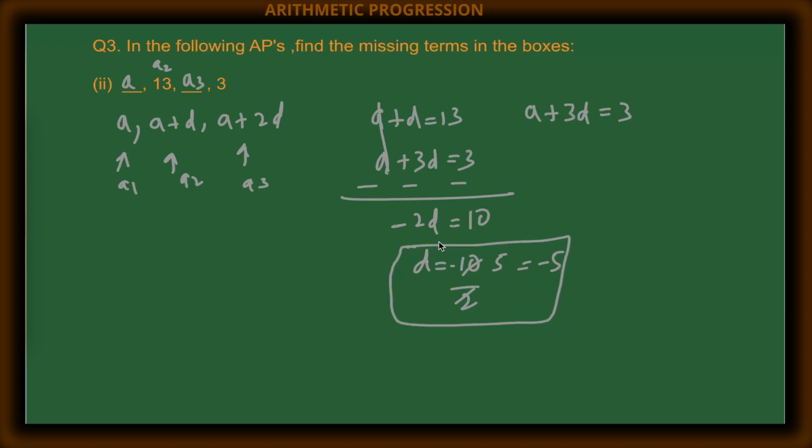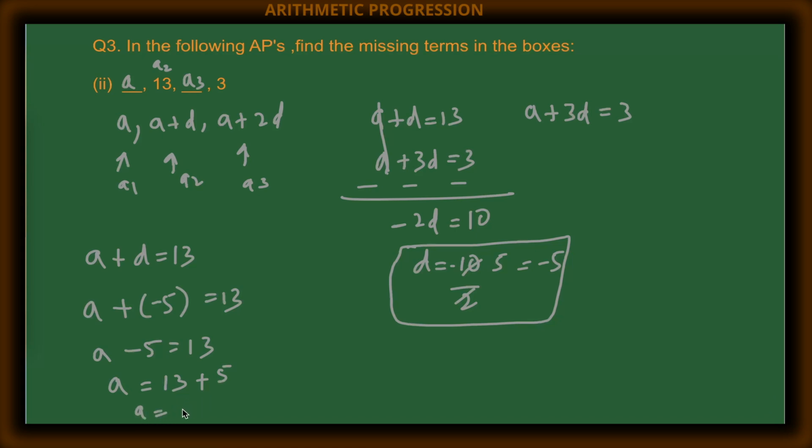Okay, so let's put the value we have received into one of the equations. 1 plus D is equal to 13. We have D, yes. A plus minus 5 is equal to 13. Let's bring 13 here, and this minus 5 becomes plus 5. A is equal to 13 plus 5, which is 18.